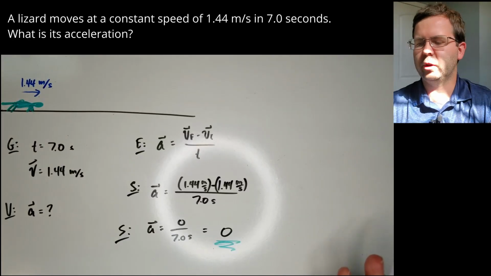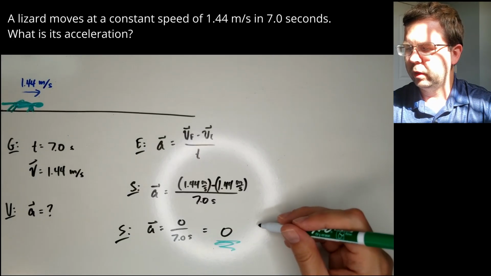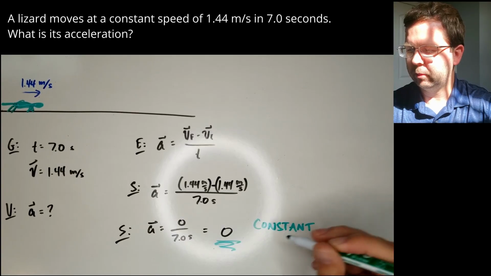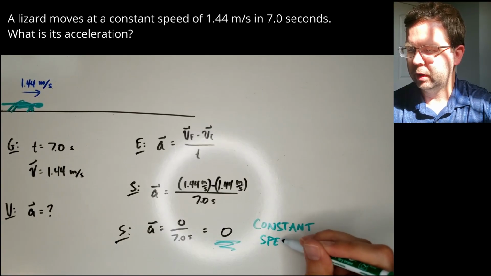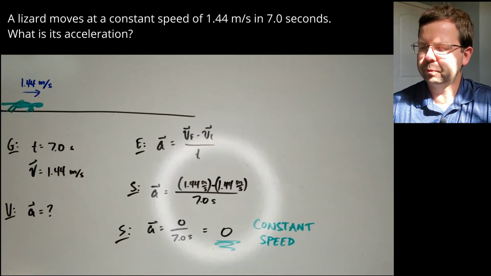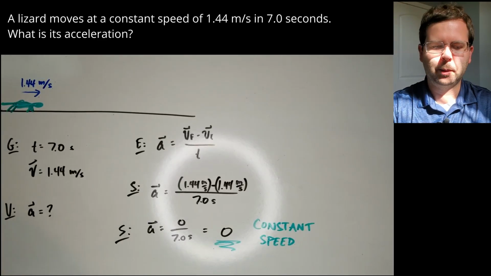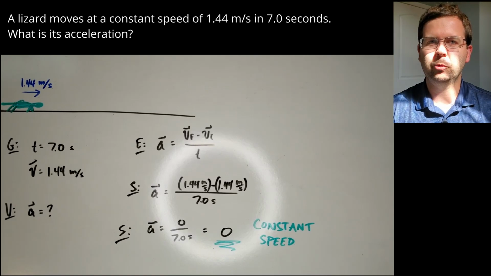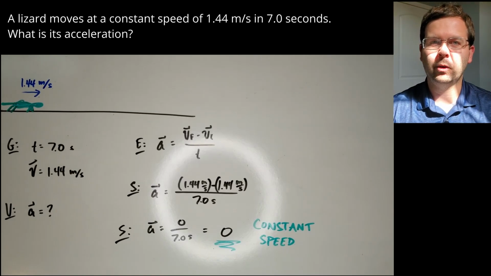I could tell that it was going to be 0 because it said constant speed. If something is moving at a constant speed, that means there is no acceleration. It's not accelerating. So watch out for that when you see problems that use constant speed as a description of the movement, because that tells you right away that there is no acceleration. So watch out for those trick questions.